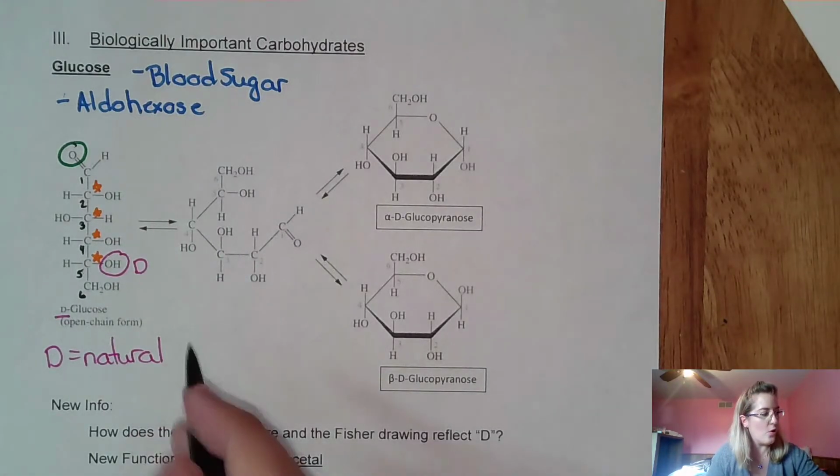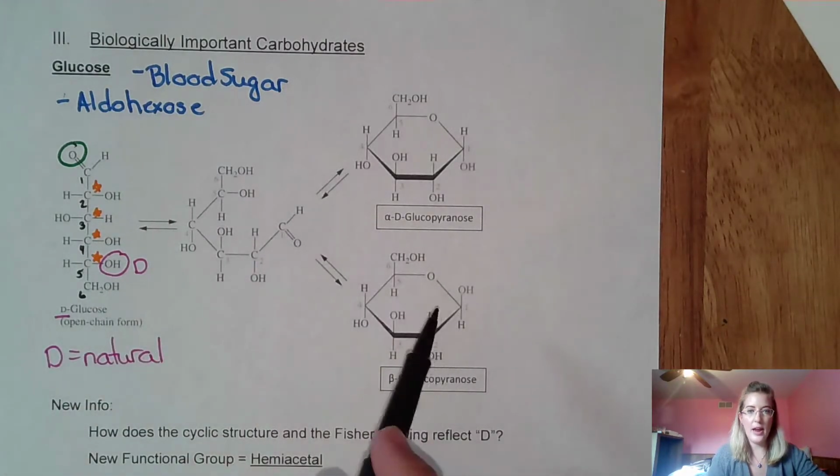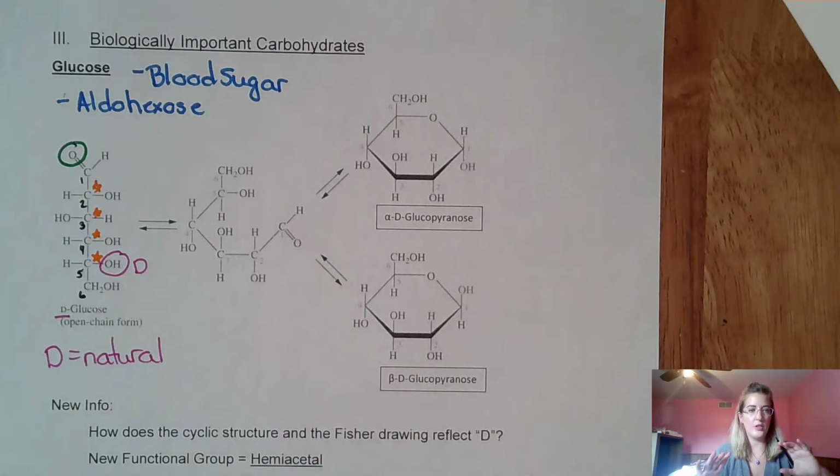Alright, so here we're starting to draw it in a Haworth projection, which is where we just make the ring, but then try to make it obvious what's up and what's down. You don't have to use wedges and dashes for a Haworth projection. It's just very obvious that a hydrogen or an OH or an atom is straight up or straight down. That's the terminology we're going to use. It's just an easy way to draw.